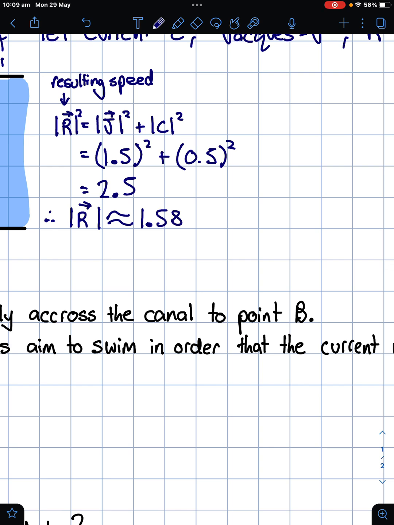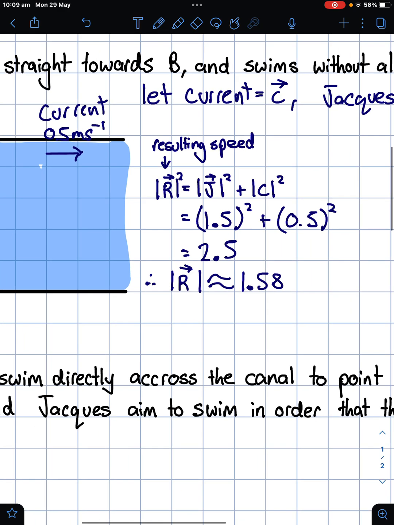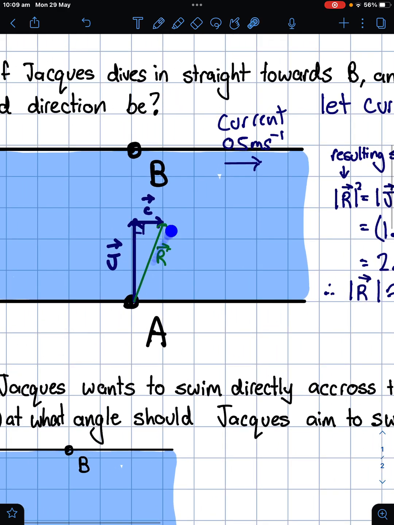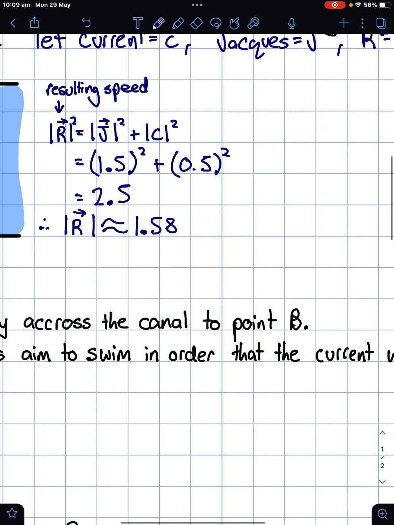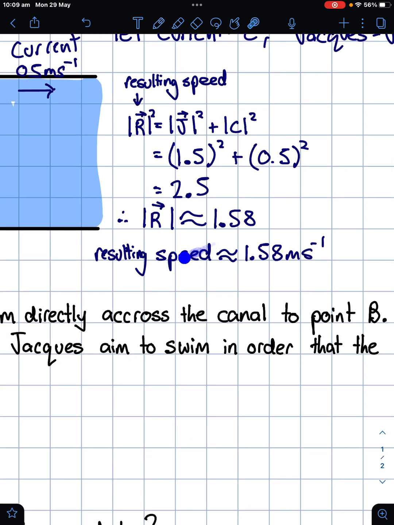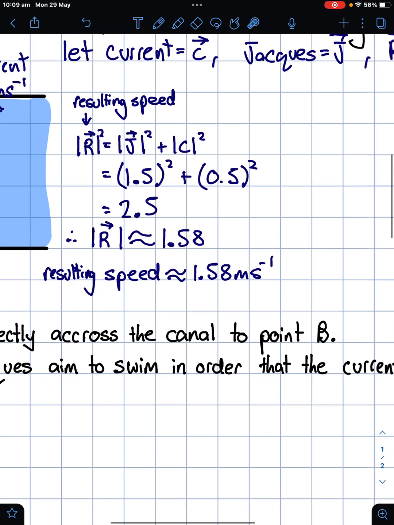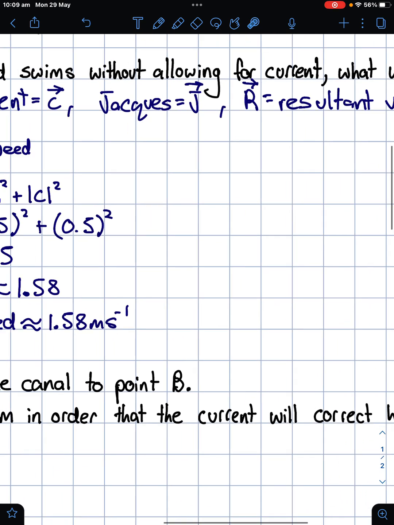And so this means that this side here is approximately 1.58 lengths. So his resulting speed is approximately 1.58 meters per second. Now, I've used speed because it doesn't have direction yet, but we'd actually specify this in a minute.